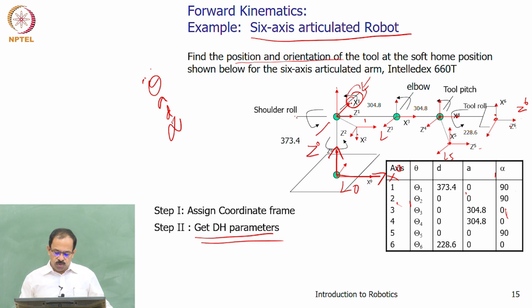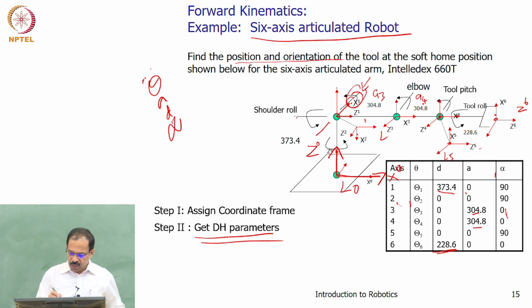And you apply the rules, then you will get D1, then finally you get D6, and you will get A3 and A4. A2 is 0. So this is actually A3, A4, and this is D1, and this is D6.